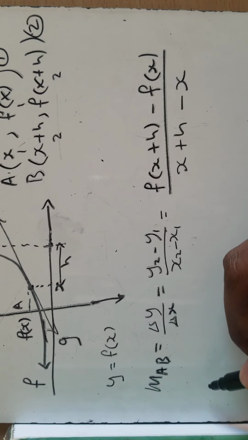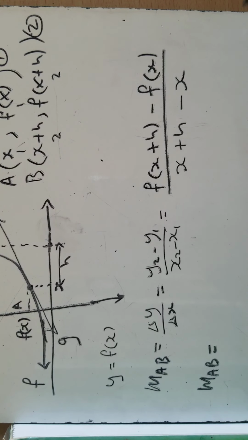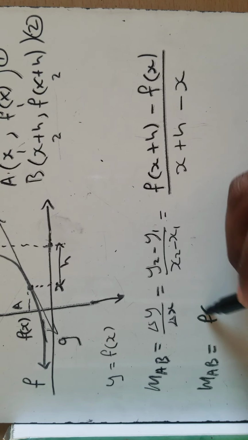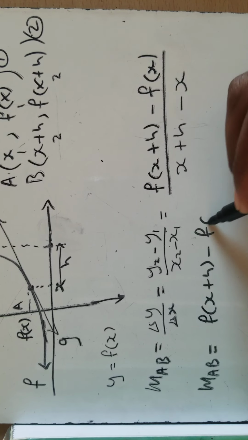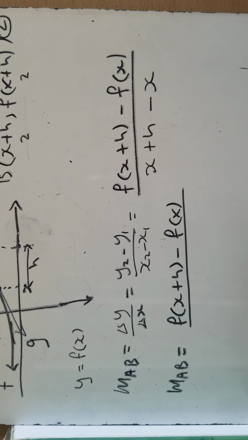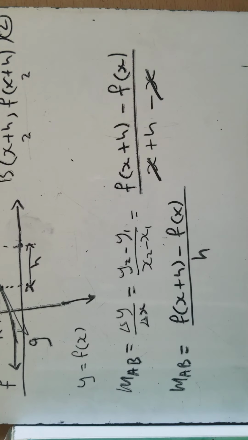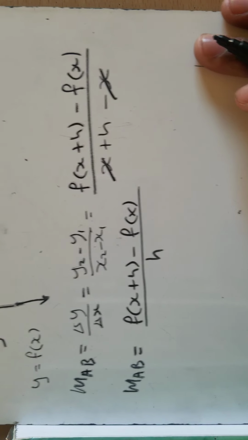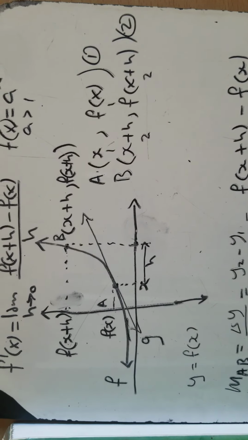So now the gradient between point A and B is given by the formula f of x plus h minus f of x, all over. If you notice here, this x will cancel this x, and then we'll be left with what? With h. So I hope you guys can see this.